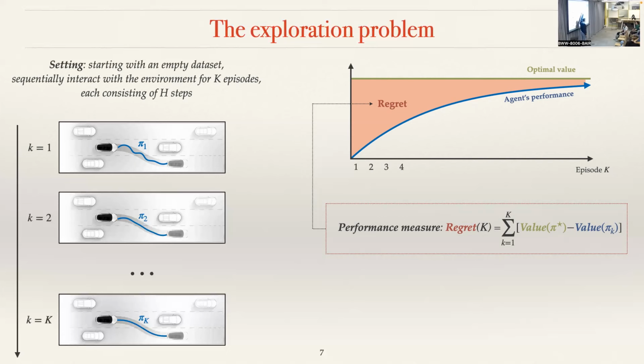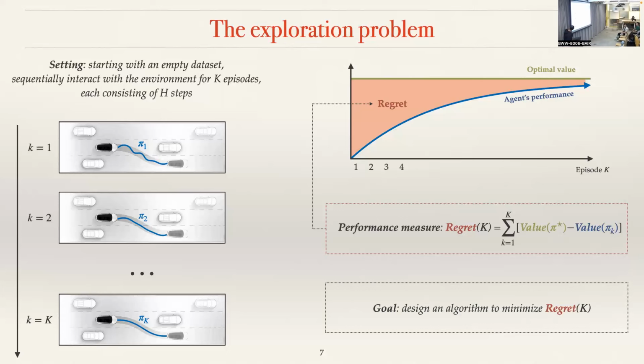But it will start in a way that it doesn't know much. And so the initial values of the policies that it plays are going to be low. And if we sum all the suboptimality gaps as a function of the episode, that would amount to computing the integral of this curve, so the area shaded in orange. And that's what we call the regret of the algorithm. Our goal will be to try to design an algorithm that minimizes the regret.